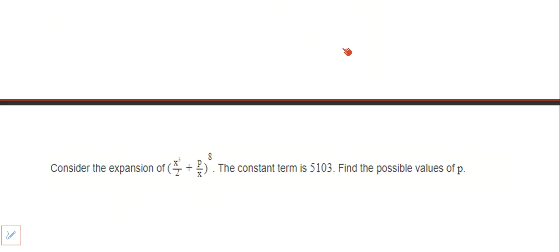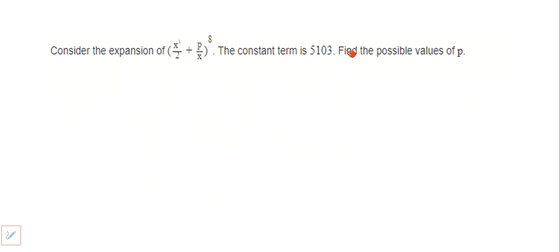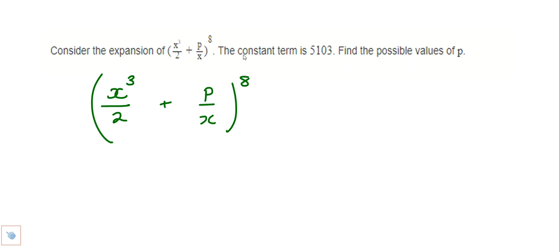Okay, got another question. So it gets slightly harder now. So let me maybe write it a bit bigger for you. So it says, consider the expansion of x cubed over 2 plus p over x, all to the power of 8. And it's telling you the constant term is 5103. So the constant term means 5103 is all there is. There's no x's and everything. It says find the possible values of P.